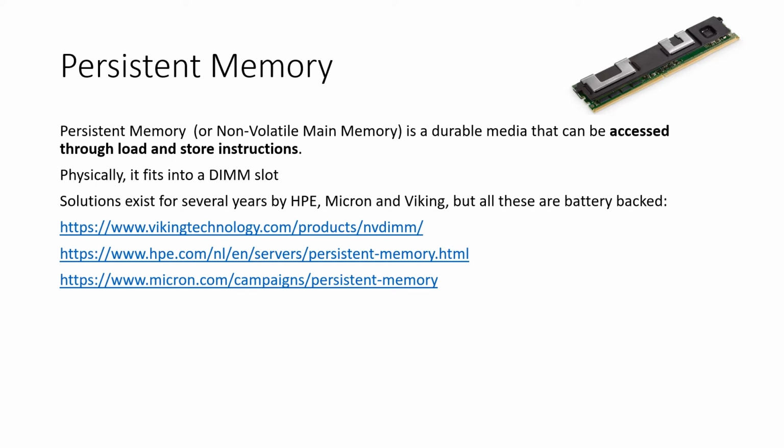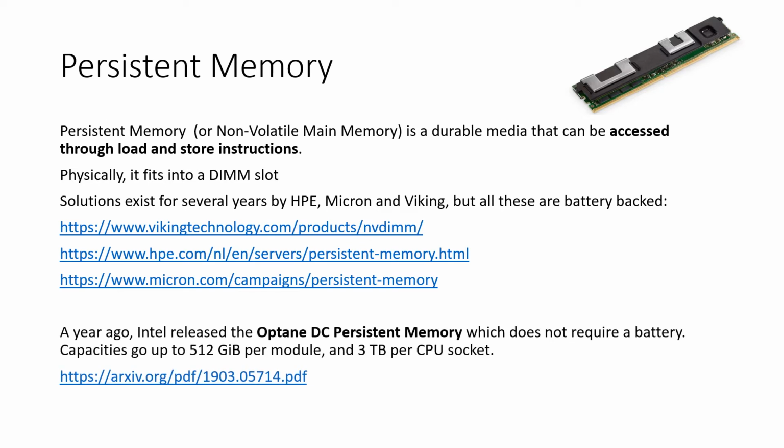Persistent memory is a new technology that provides a durable media with load and store access granularity. It has existed for many years in the form of battery-backed DIMMs, but it really never caught on. Capacities were around 16 gigabytes and they needed a bulky external battery. About a year ago this changed when Intel released its Optane DC persistent memory with capacities up to 3 terabytes per CPU socket.